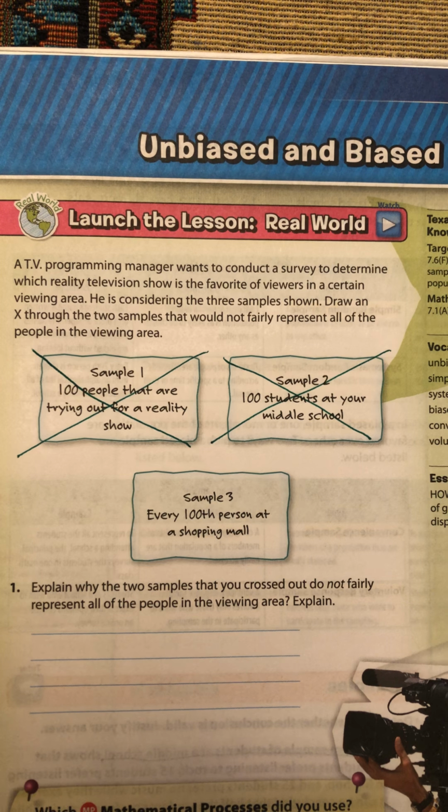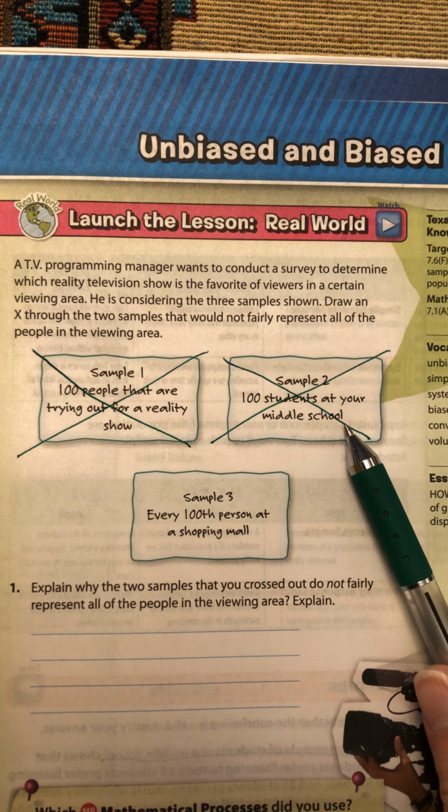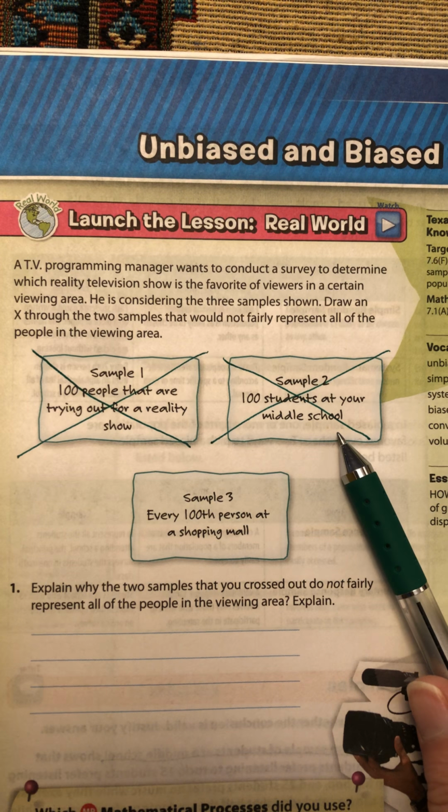We are going to start on Lesson 4, Unbiased and Biased Samples. So just real quick, when we look right here on the first page, a TV programming manager wants to conduct a survey to determine which reality television shows are a favorite of viewers in certain viewing areas. He considered 3 different samples. Draw an X through 2 samples that would not fairly represent all the people in the viewing area.